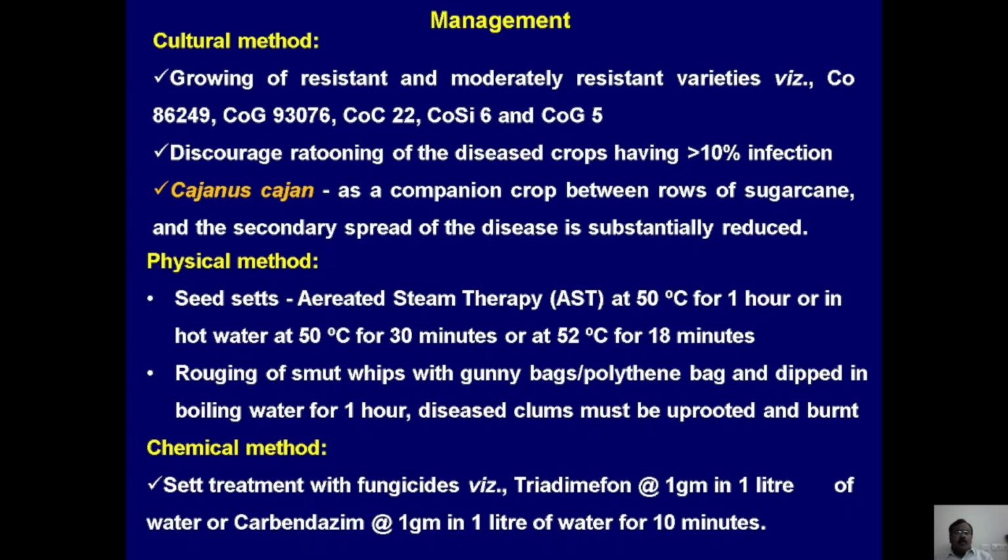And rogue out the smut-affected whips into a gunny bag and then dip it in hot water for 1 hour to make the spores inactive, or uproot the completely affected plant to reduce the further spread of disease. And among the chemical methods, treat the sets with fungicides like triadimefon or carbendazim mixed at the rate of 1 gram per liter, soak the sets for 10 minutes and then use them for sowing.